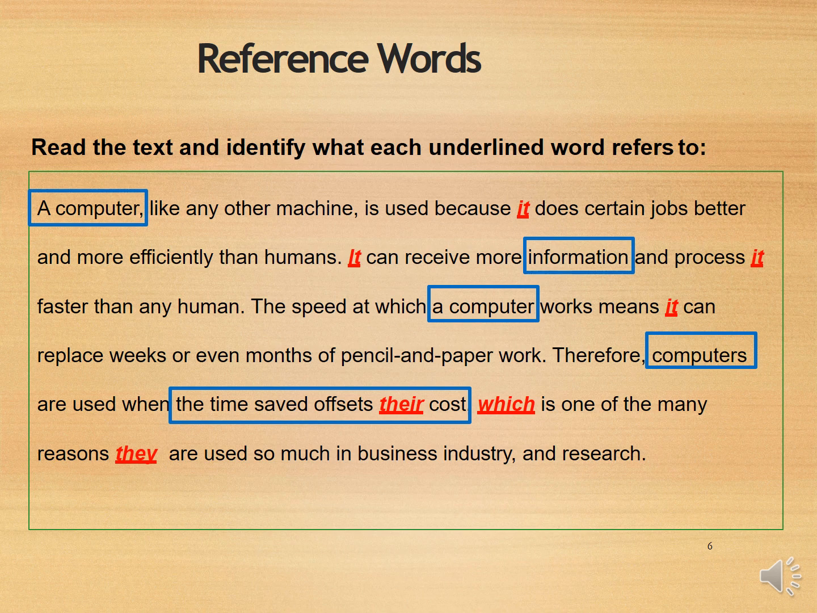So which is one of the many reasons, meaning this is talking about one reason. So what is the reason? The reason is the time saved offsets their cost. Okay, so this is the reason why they are used so much in business, industry and research. So they here is referring to what are used so much in business, industry and research.